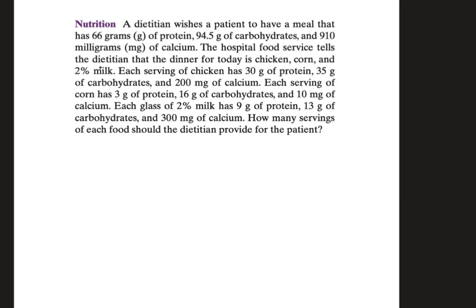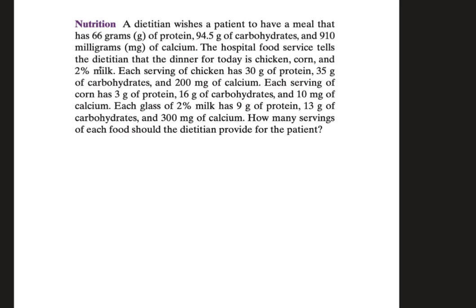And then food service tells the dietitian that the dinner today is chicken, corn, and 2% milk. Each serving of chicken has 30 grams of protein, 35 grams of carbs, and 200 milligrams of calcium. Then similar information is given for the corn, like how much protein, how many carbs, how much calcium, and so forth. And then finally, the 2% milk. So the assumption is you're going to have this meal of chicken, corn, and 2% milk.